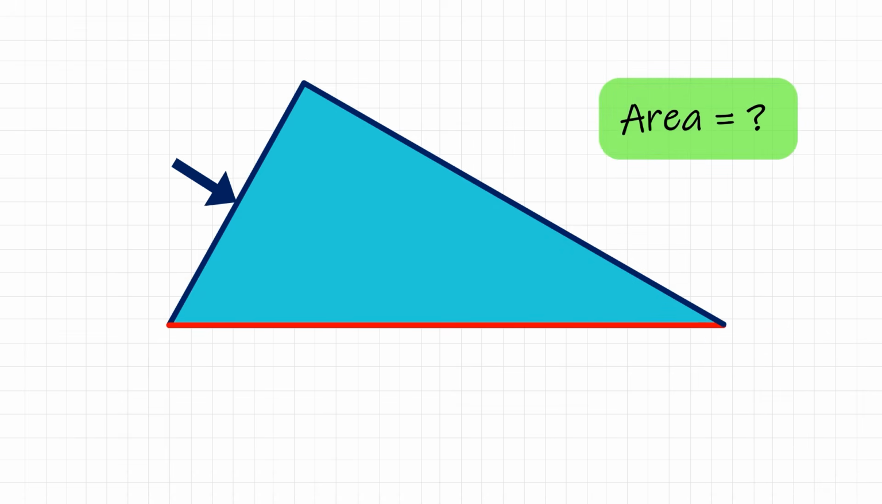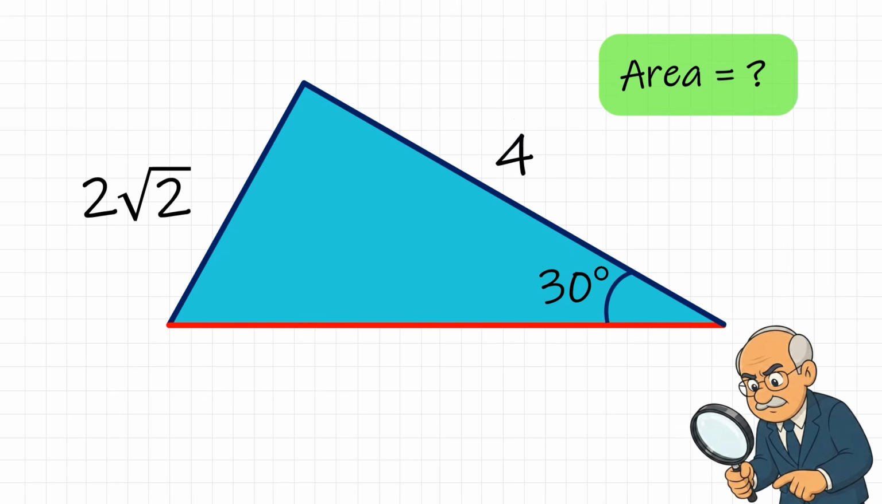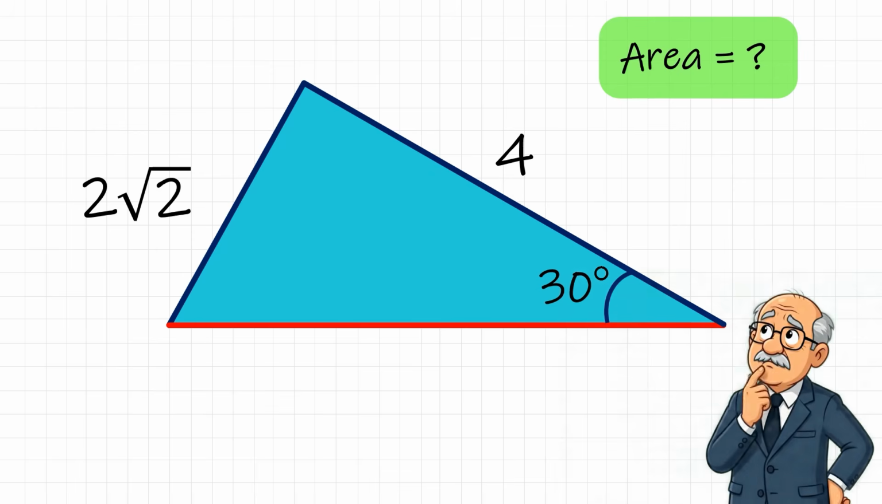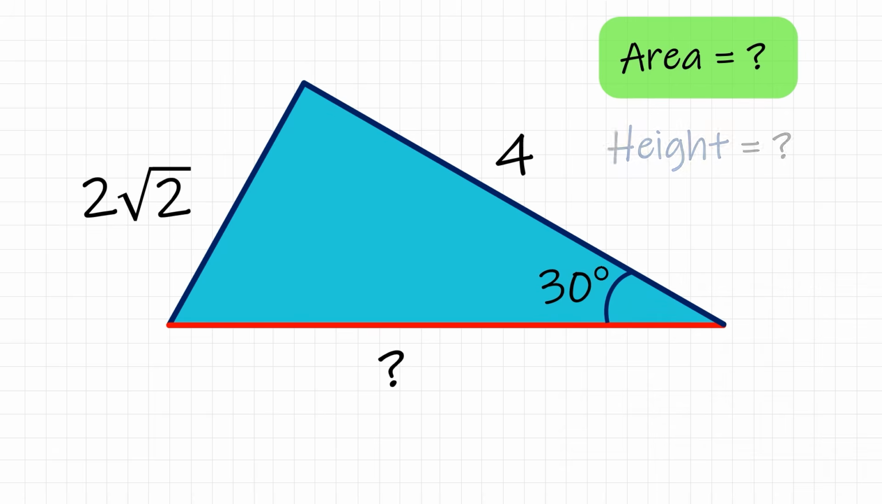We're given a triangle with a left side of 2 times the square root of 2, a right side of exactly 4, and a bottom right angle of 30 degrees. This puzzle wants us to find the area of this triangle with only what we know so far. How do you think we can calculate the area without knowing the base or the height of a triangle?